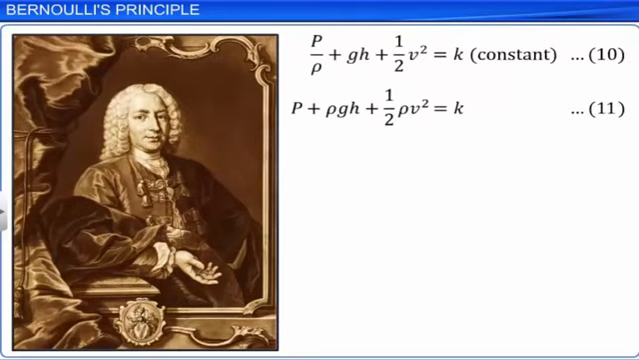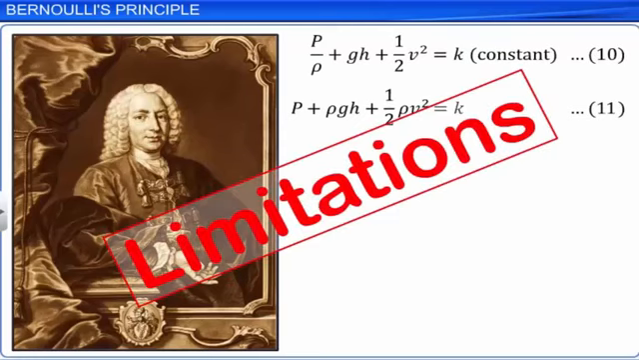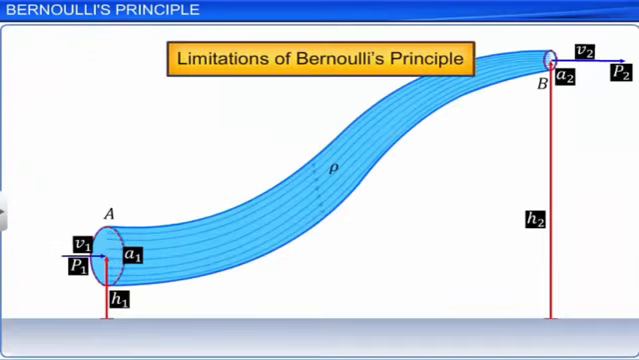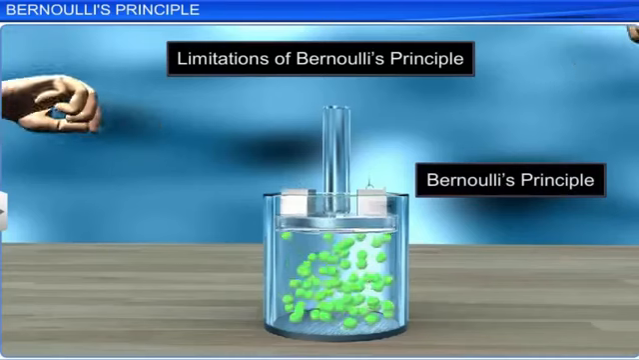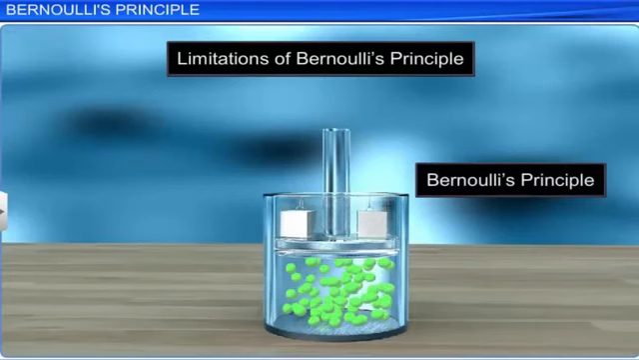Bernoulli's principle, however, has some limitations. Bernoulli's principle is applicable only to ideal fluids, that is, irrotational, incompressible and non-viscous fluids in a streamlined flow. If a fluid is compressible, as is generally the case with gases, volumes do not remain constant, and hence density does not remain constant. Thus, we cannot apply Bernoulli's principle to situations such as this.